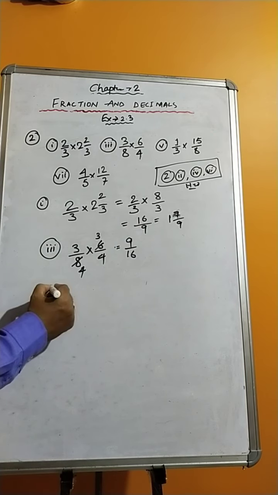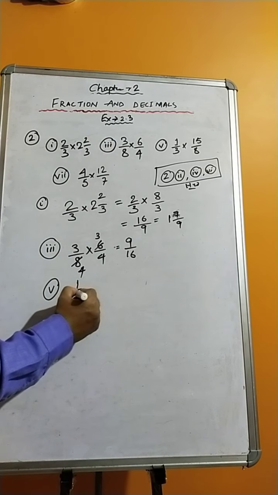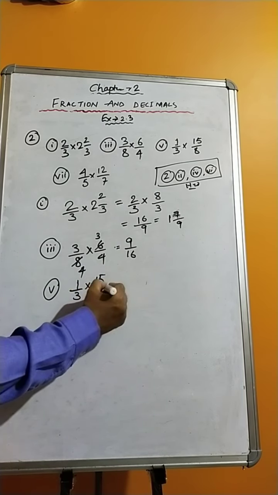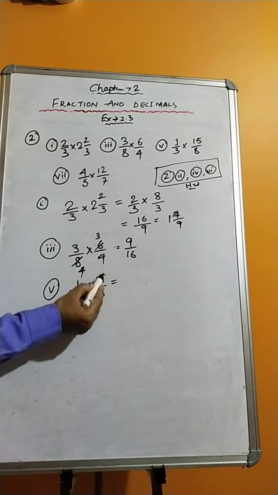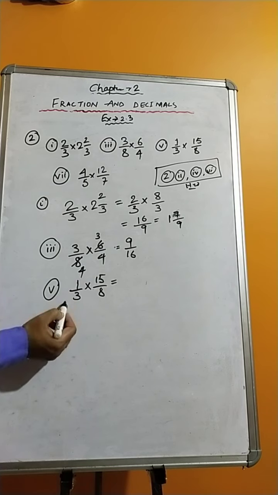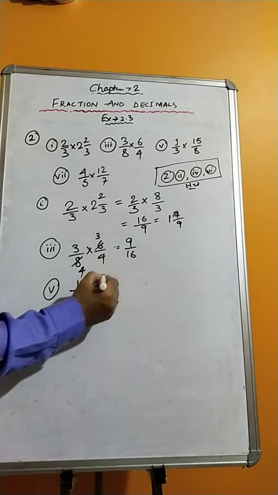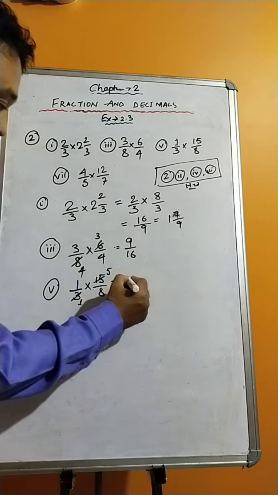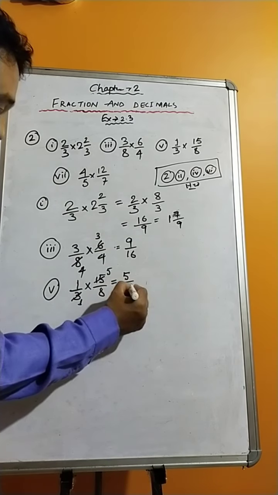Let's move on to sum number 5. Sum number 5 is 1 by 3 into 15 by 8. Again we see two numbers we can reduce. Which two? 15 and 3, isn't it? So these two numbers we can reduce by 3. So 3 ones are 3, 3 fives are 15. Okay, so 1 into 5 is 5 and 1 into 8 is 8.